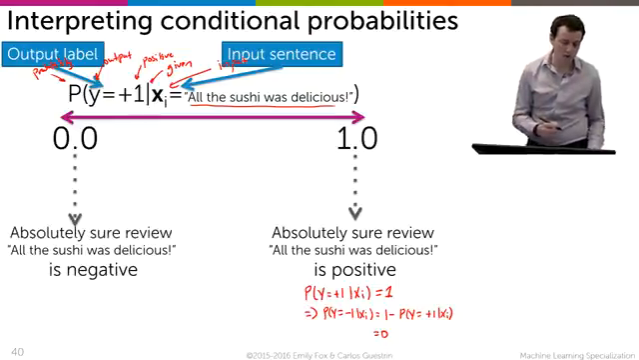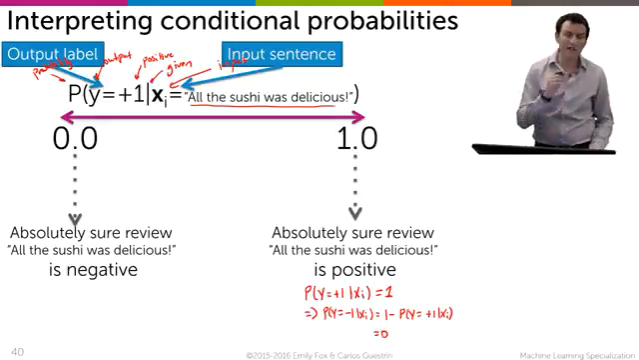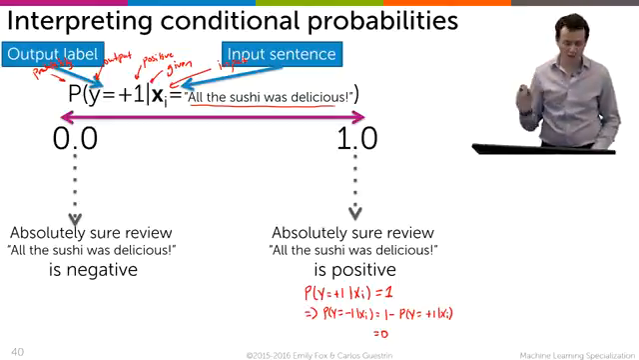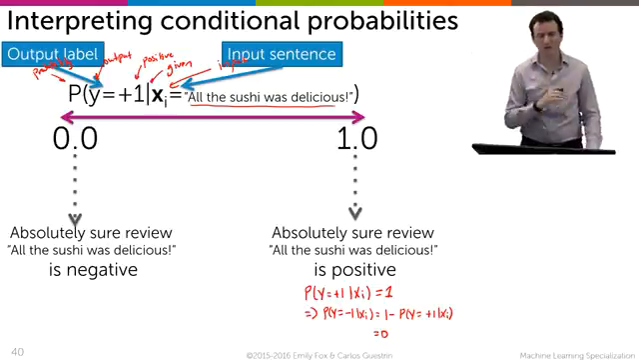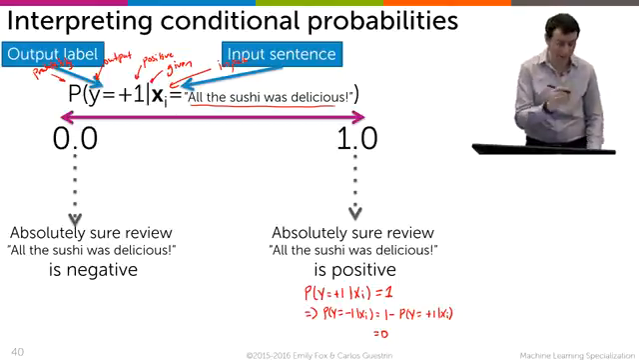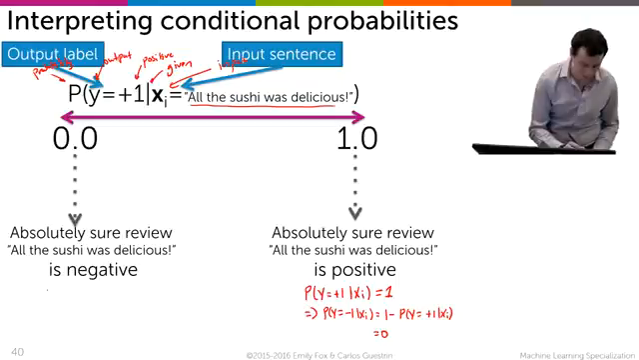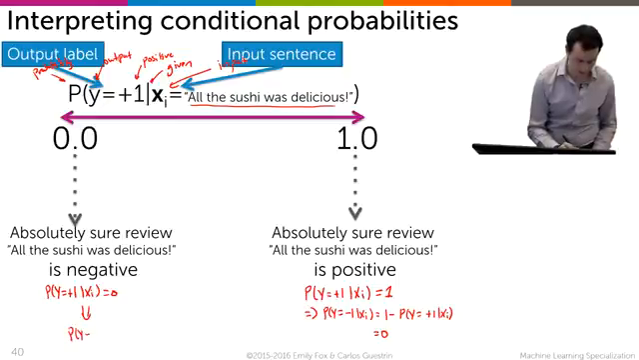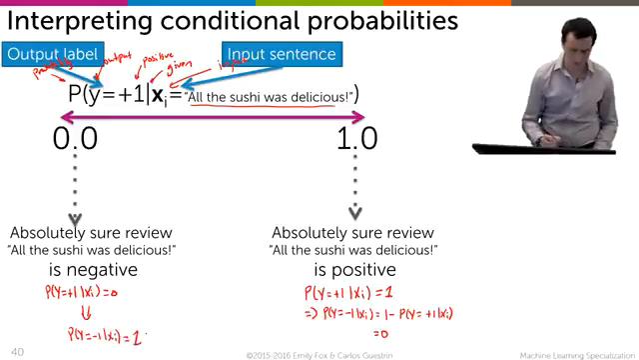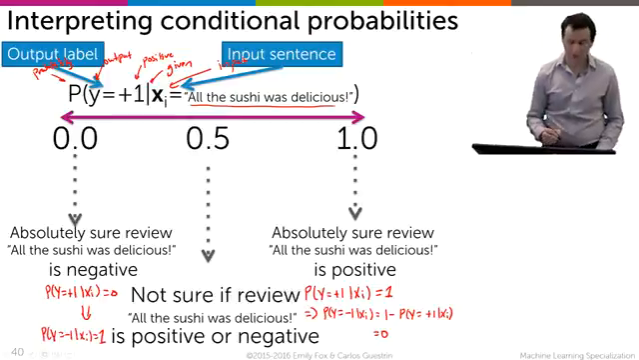Similarly, if we output the probability y equals +1 is 0, that means that I'm absolutely sure that the review, all the sushi was delicious, is negative. I actually am not sure of that. But in that case, it would mean that. And that means that the probability of y equals +1, given the input xi, is 0. And that would imply that we believe that it's a negative review given this input with probability 1. You could be somewhere in between.